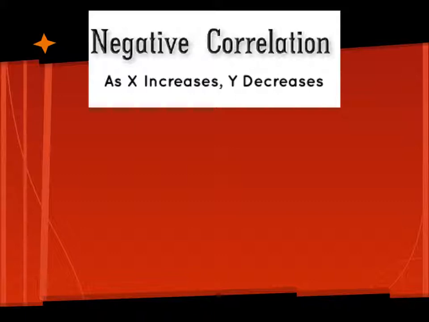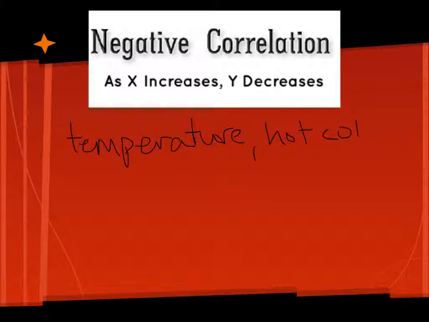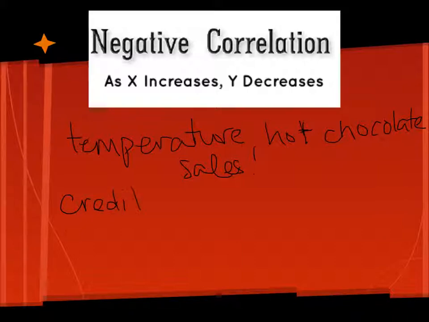The examples that we're going to write down might be temperature and hot chocolate sales. So as the temperature increases, the number of hot chocolate sales would decrease. A second example that we could write down might be your credit score and your interest rate. As your credit score gets better, that's the score that lenders look at, they're going to charge you a lower interest rate. So as one goes up, the other one goes down.